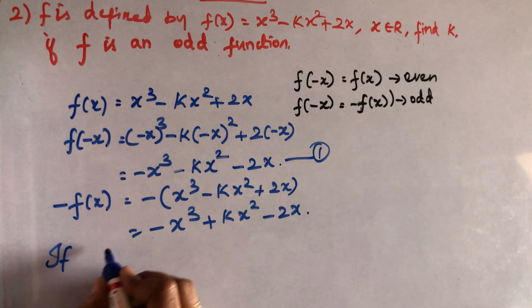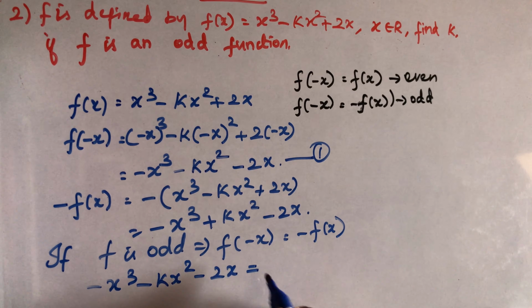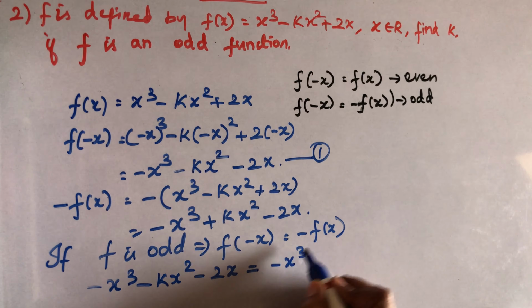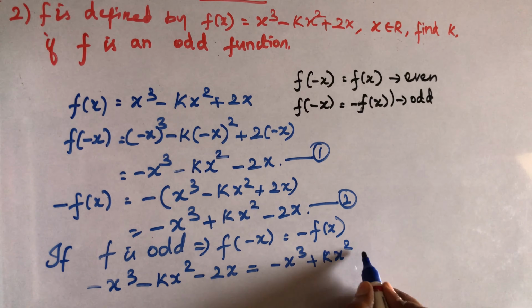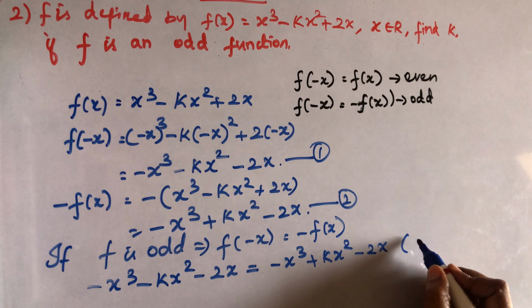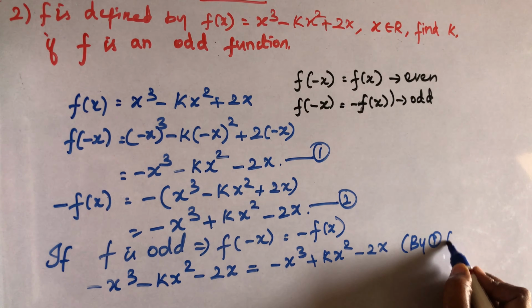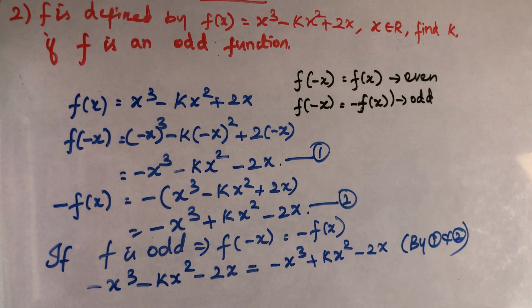So the condition is if f is odd, f of minus x is equal to minus f of x. f of minus x, what is it? Minus x cube minus kx square minus 2x should be equal to minus x cube plus kx square minus 2x, by 1 and 2. Okay, these two should be equal.